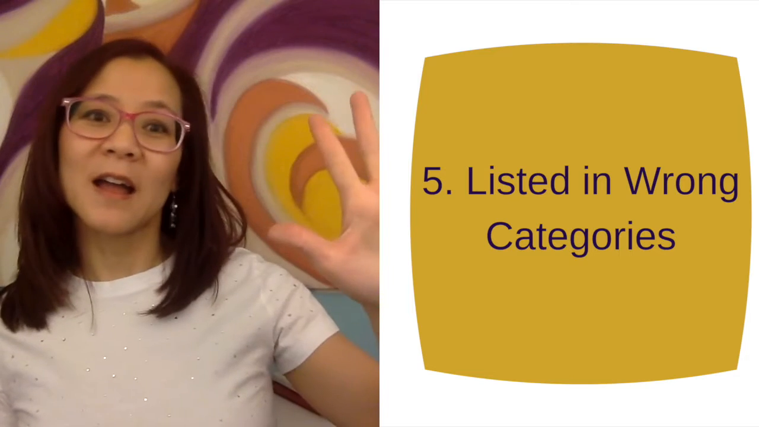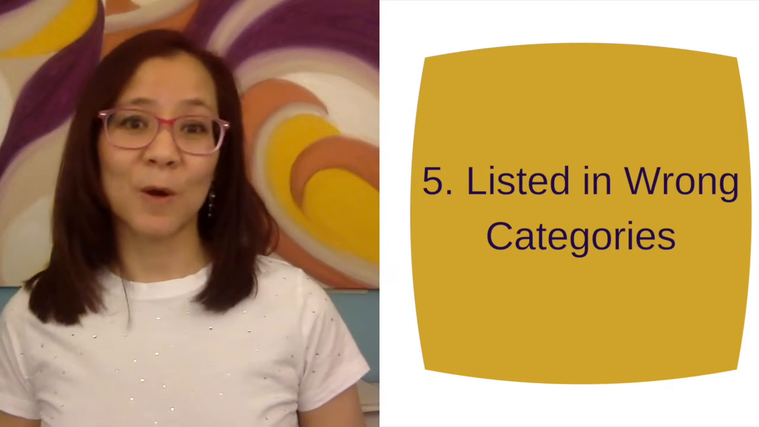Number 5, being listed in the wrong category. Whoa, whoa. Yeah, the other day I saw somebody launch their relationship and communications self-help book in the wills and estate planning categories.